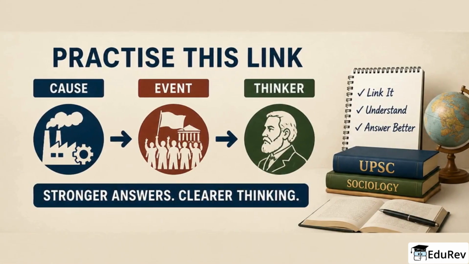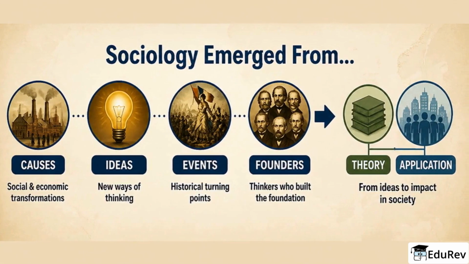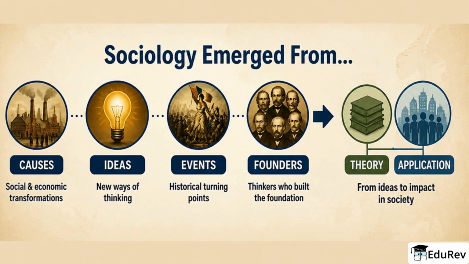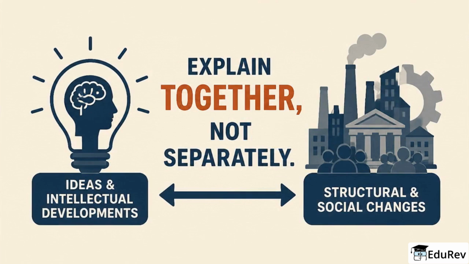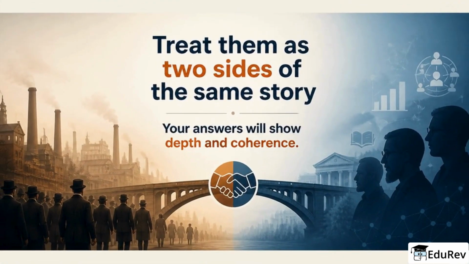If you practice one or two short paragraphs that connect a cause, an event, and a thinker, your answers will become stronger and cleaner. Keep this framework in mind. Causes, ideas, events, founders, and later diversification into theory and application. Before we close, remember the key idea many aspirants miss. Intellectual developments and structural changes must be explained together, not separately. Treat them as two sides of the same story, and your answers will show both depth and coherence.